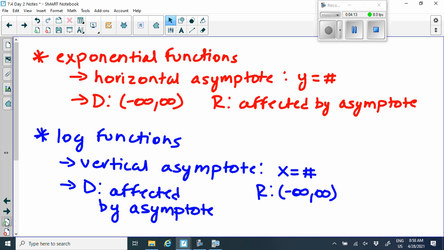In our next video, we're going to talk about how we actually graph logarithmic functions. So make sure you watch part 2 of our 7.4 day 2 notes.